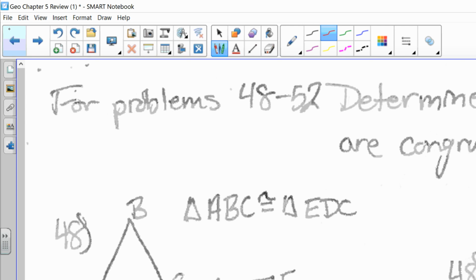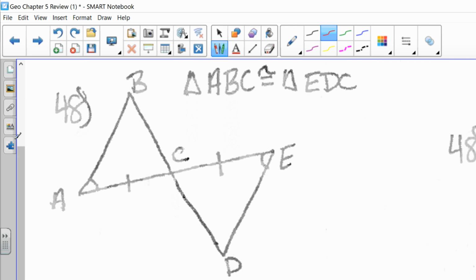Now, A, B, C, E, D, C. Okay, the first 48, because I think there's two 48s. Can we determine that these two triangles are congruent by the given statement? They do line up, yes? By what?